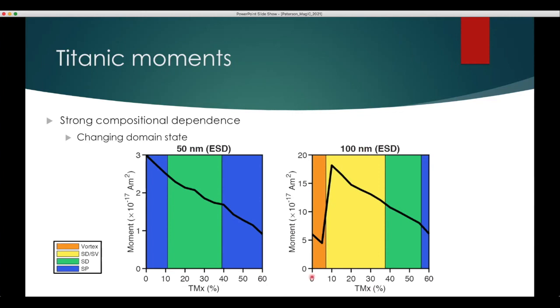When we look at a 100 nanometer grain, we see much more dramatic changes in the magnetization with composition. We start with magnetite, which has a relatively low magnetization. It goes up to about 3 to 4 times the magnetization for a TM10 composition, and then it starts to drop off again as we increase to TM60. This is a combination of compositional dependence and domain state dependence. The color coding in the background shows us the domain state. In magnetite, we're in the vortex range. As we go to about TM7, TM8, we go into the transition zone, and we have contributions from both vortex and single domain magnetizations. As we progressively increase the composition, we move out of the transition zone back to uniformly magnetized grains.